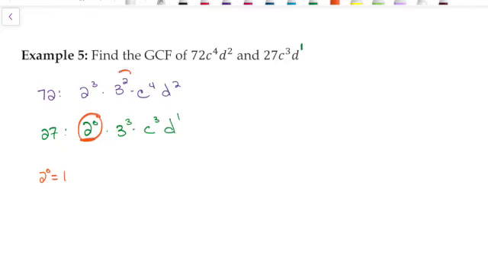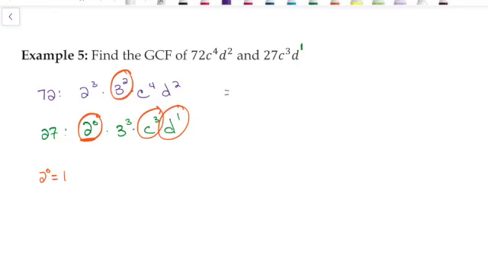And then 3 squared, that's the smallest exponent on 3. And for the smallest exponent on c, well, we've got a 4 and a 3, so c cubed. And the smallest exponent on d is 1. So there you go. Now, if you want to do this the long way, you can, if it helps you to understand it.